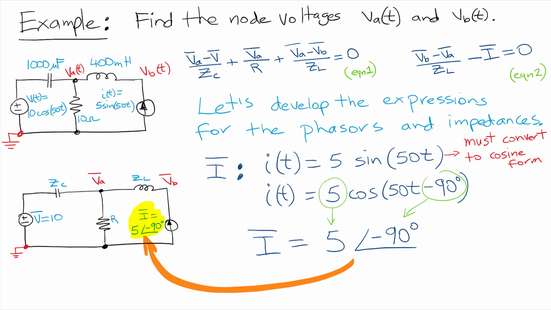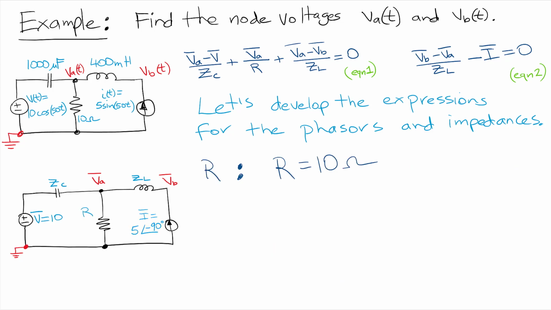Okay, so we've got the two sources. So now let's work on the passive elements, which are the capacitor, the inductor, and the resistor, okay? Those are the passive components. Okay, so R we know is 10 ohms, so we can just write that directly, so that's very easy, and that's a real number, okay? And we can just plunk that in right there. It's 10, okay?